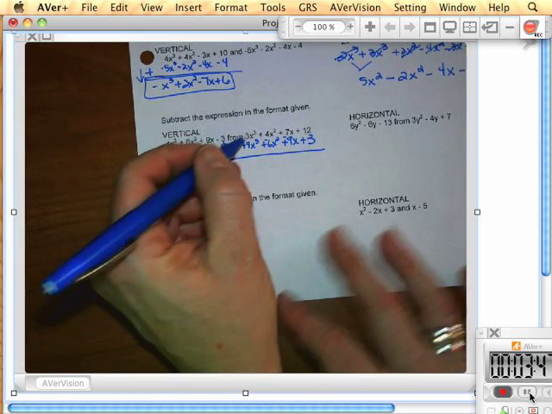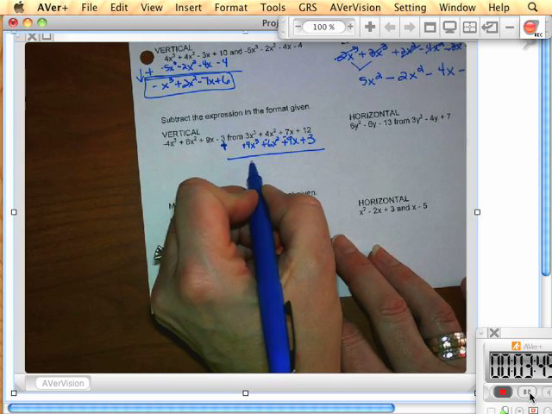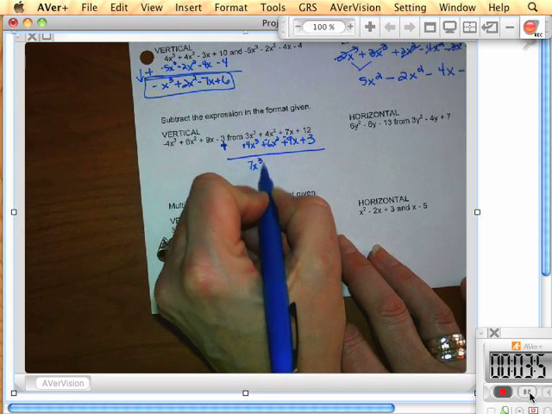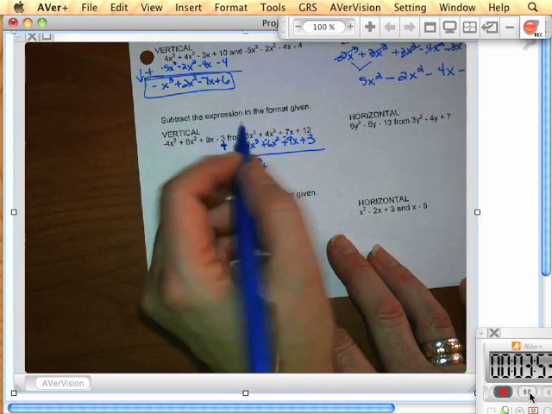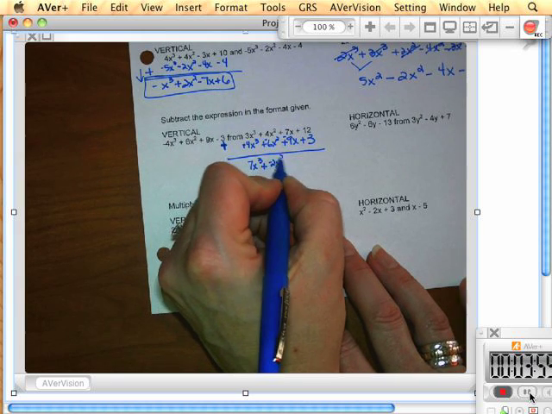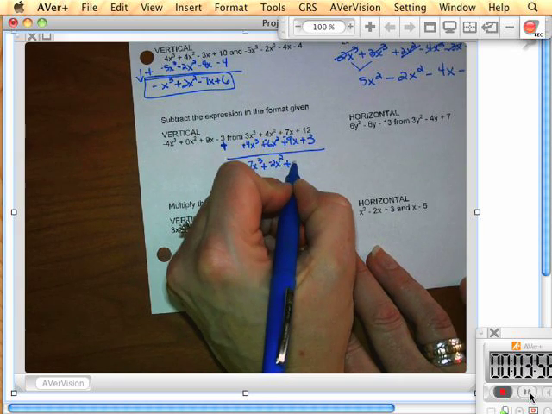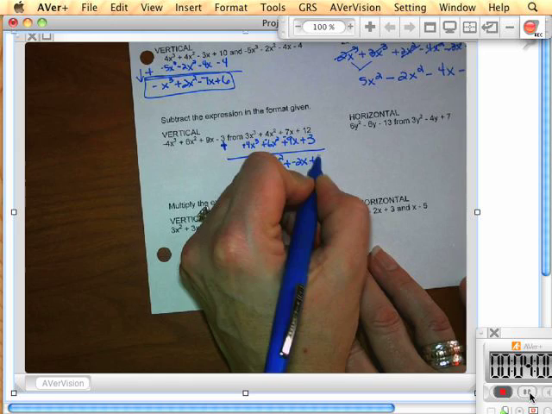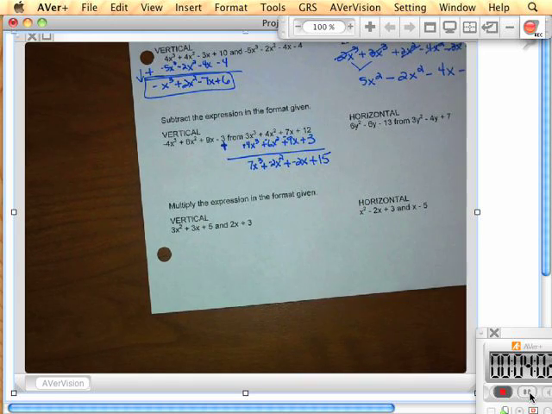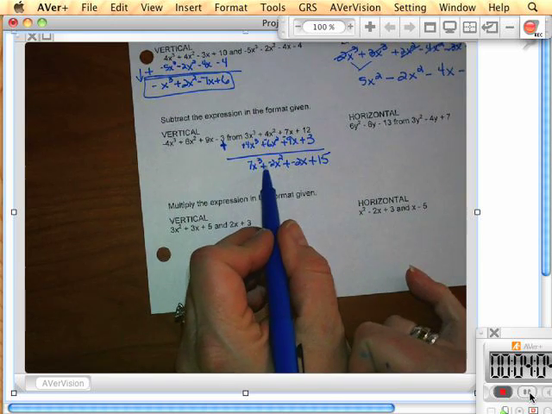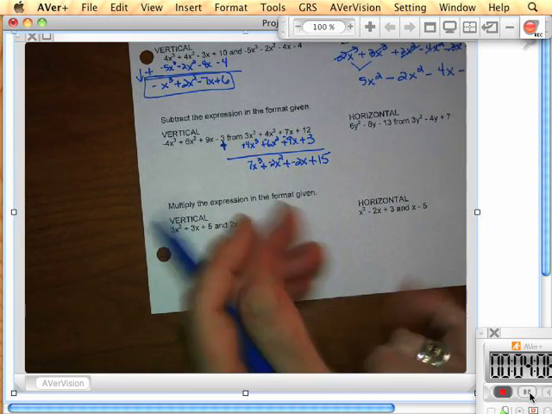So 3x cubed plus 4x cubed is 7x cubed plus, this will give me negative 2x squared plus negative 2x plus 15. Now, of course, you can go ahead and write those right as minuses. It doesn't matter to me how you write it.